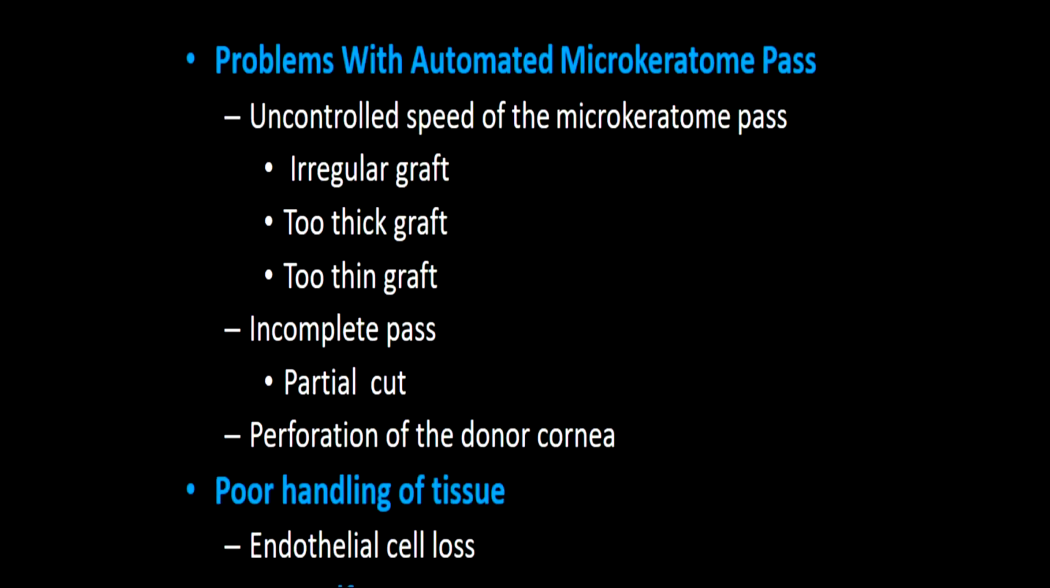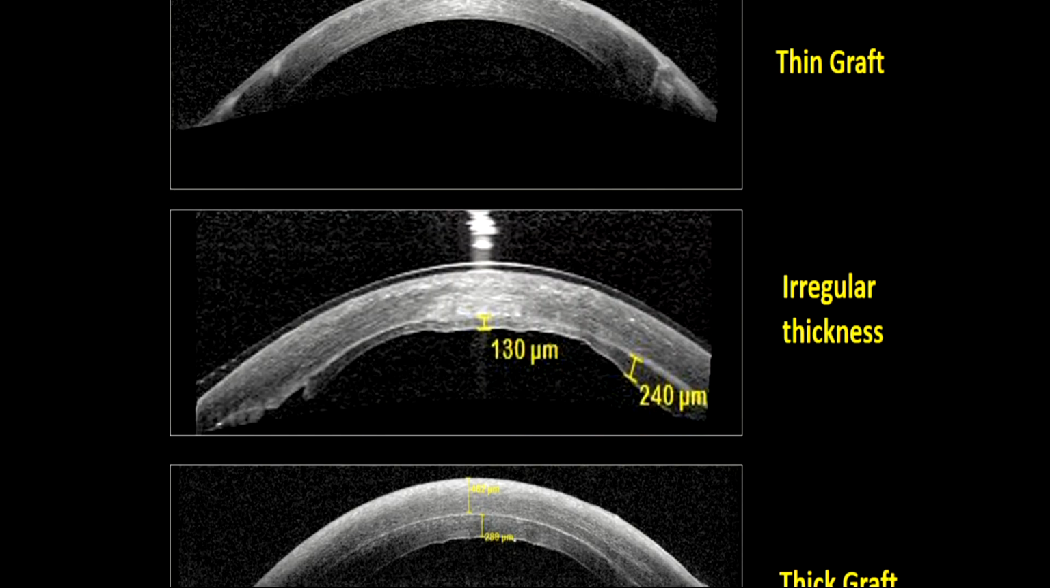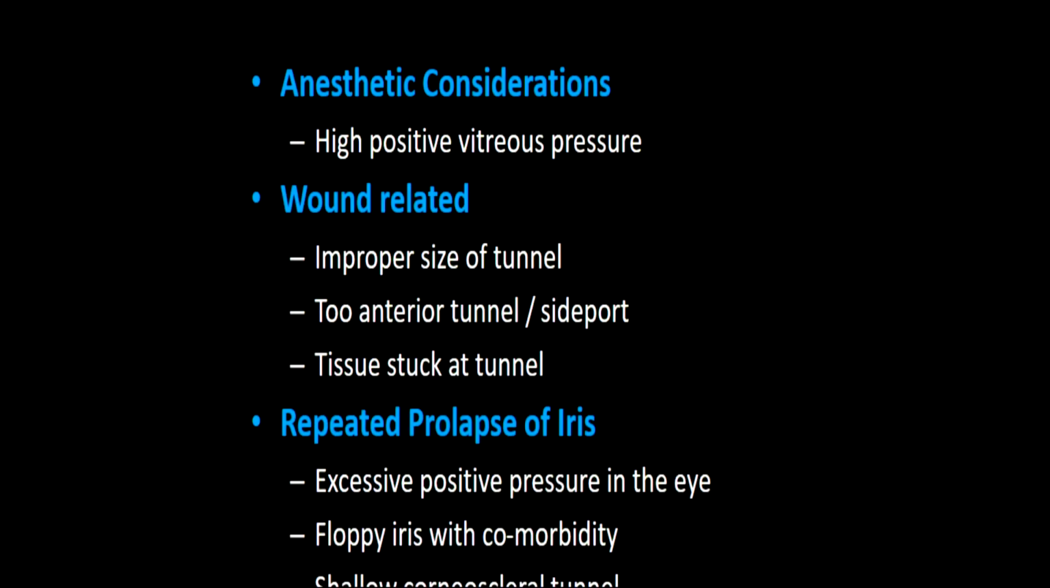There are also a few problems with the automated microkeratomes, like you can get an irregular graft due to an uncontrolled or improper microkeratome pass. So it can be a thick graft, thin graft, incomplete graft, partial cut, or poor handling of the tissue. This is the actual picture which shows the thinnest graft here. This is an irregular graft, and also you can see the thick and thin, and this is a very thick graft. And this is the associated picture which we usually take if you don't get the adequate thickness.